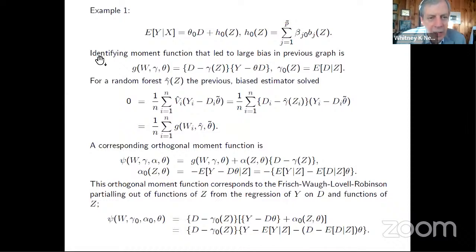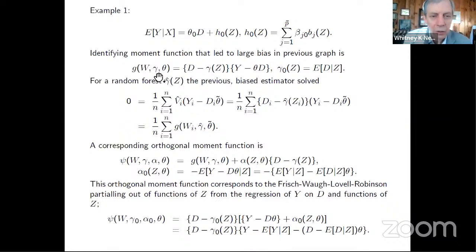And we used last time an identifying moment function that led to large bias. And what it looked like, this is the common notation for GMM. You have a moment function that, at the true first step, so gamma is going to be the first step, and at the true parameter has expectation zero. So that's kind of familiar notation for GMM. And what this moment function looks like is it's the regressor of interest minus what's going to be our estimator of the conditional mean of the regressor of interest given the covariates. And then we had this y minus theta d part. So this is our identifying moment condition.